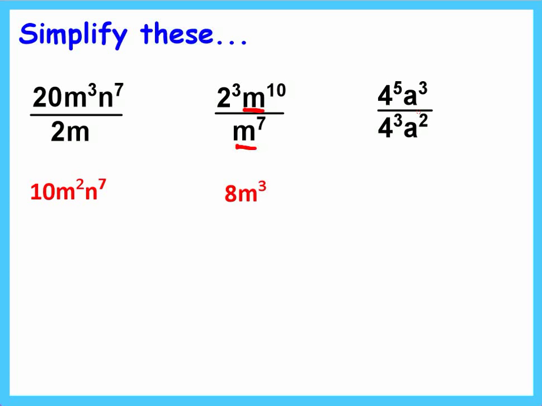On this one, we have a common base of 4. We have a common base of a. So the 4's can actually stay as a base until we're ready to simplify. 4 to the 5th over 4 to the 3rd leaves us with just 4 to the 2nd. And then we've got a to the 3rd over a to the 2nd, which is a to the 1st or just a. Okay. Simplify 4 to the 2nd and we would get 16a.